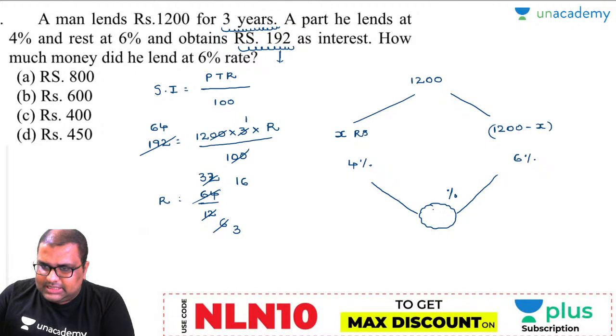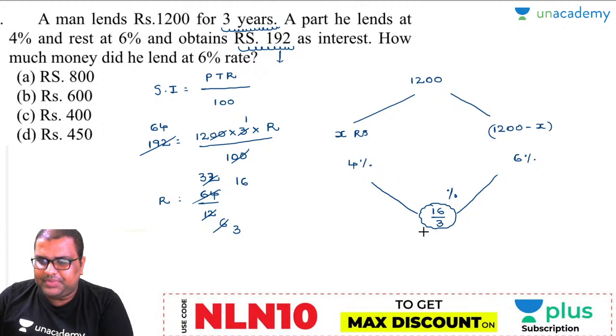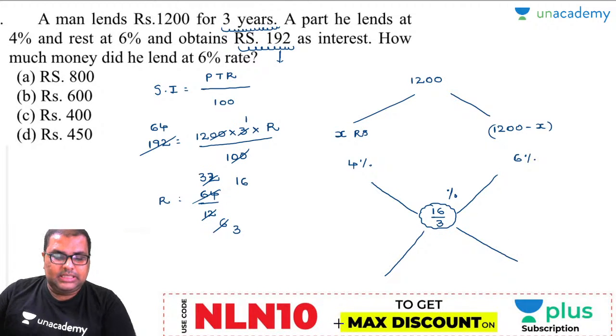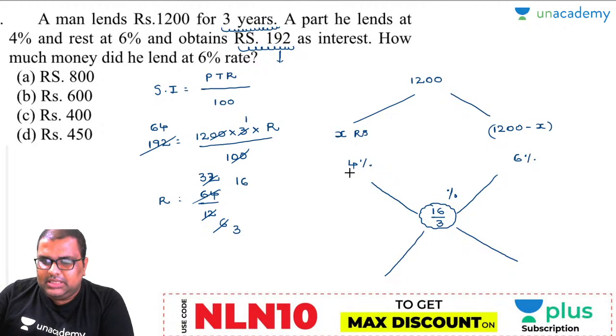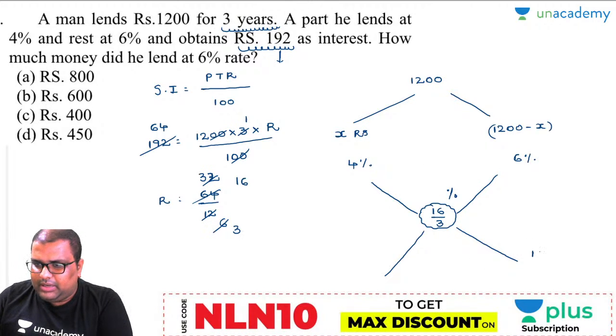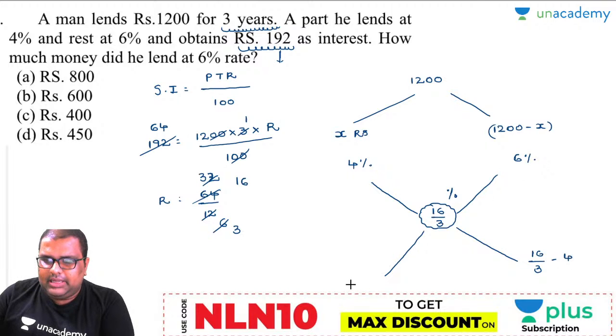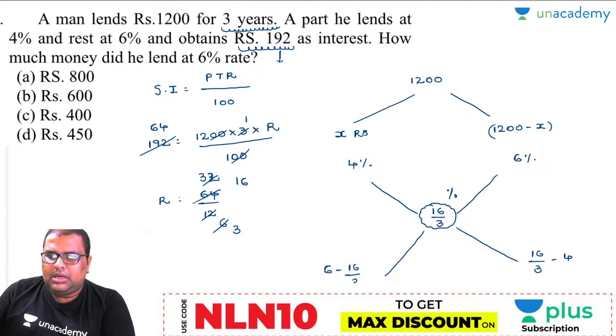So I will write down 16 by 3 only here, because I will avoid the fraction confusions here. 16 by 3 is nothing but how much? Can anybody say? 16 by 3 is nothing but 5.5 something. Am I right? Yes. Now see here, 4 is the lower value. So I can write like this, 16 by 3 minus 4. Automatically 6 is the higher value, 6 minus 16 by 3. Now can I write like this? 16 by 3, 6 threes are 18. 18 minus 16 by 3 is how much? Is it 2 by 3?